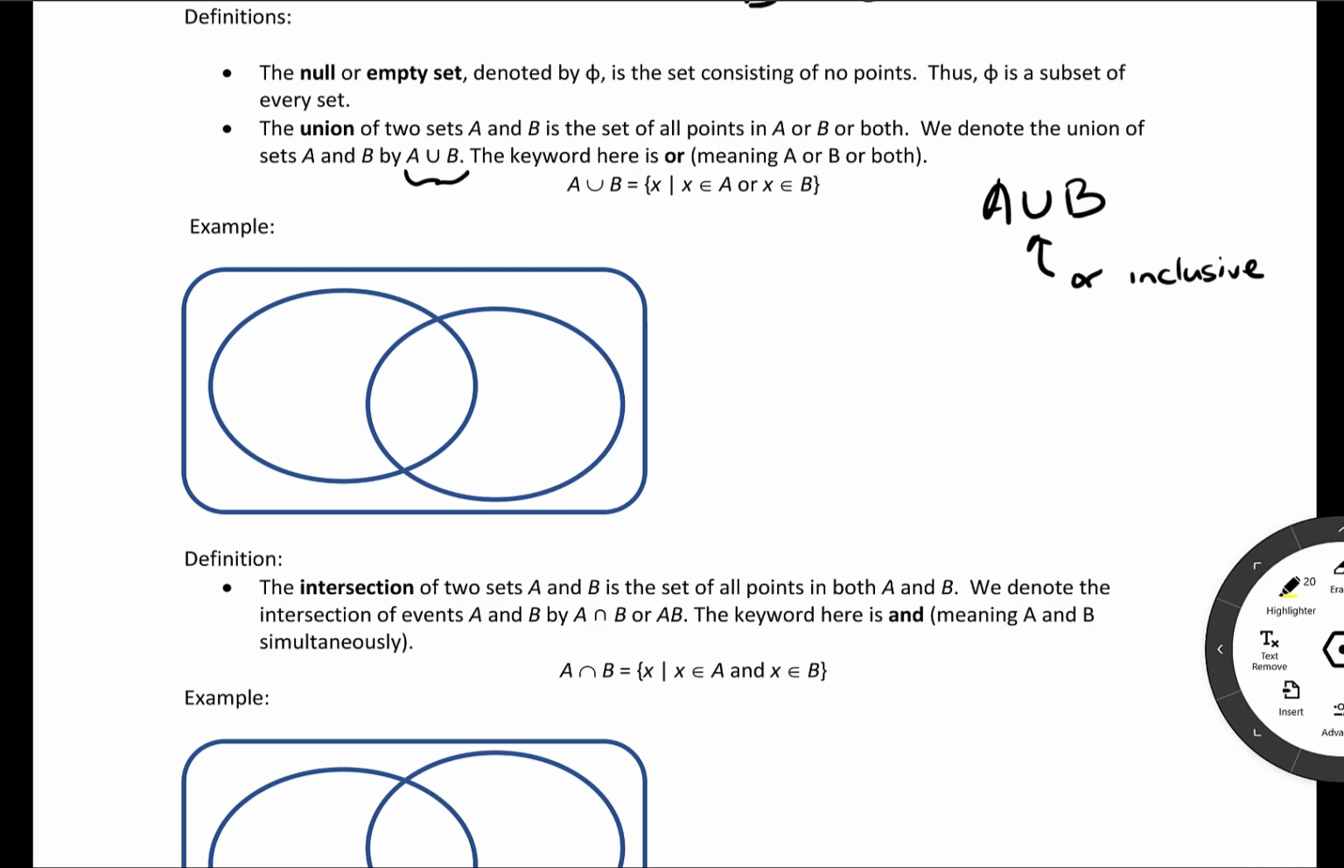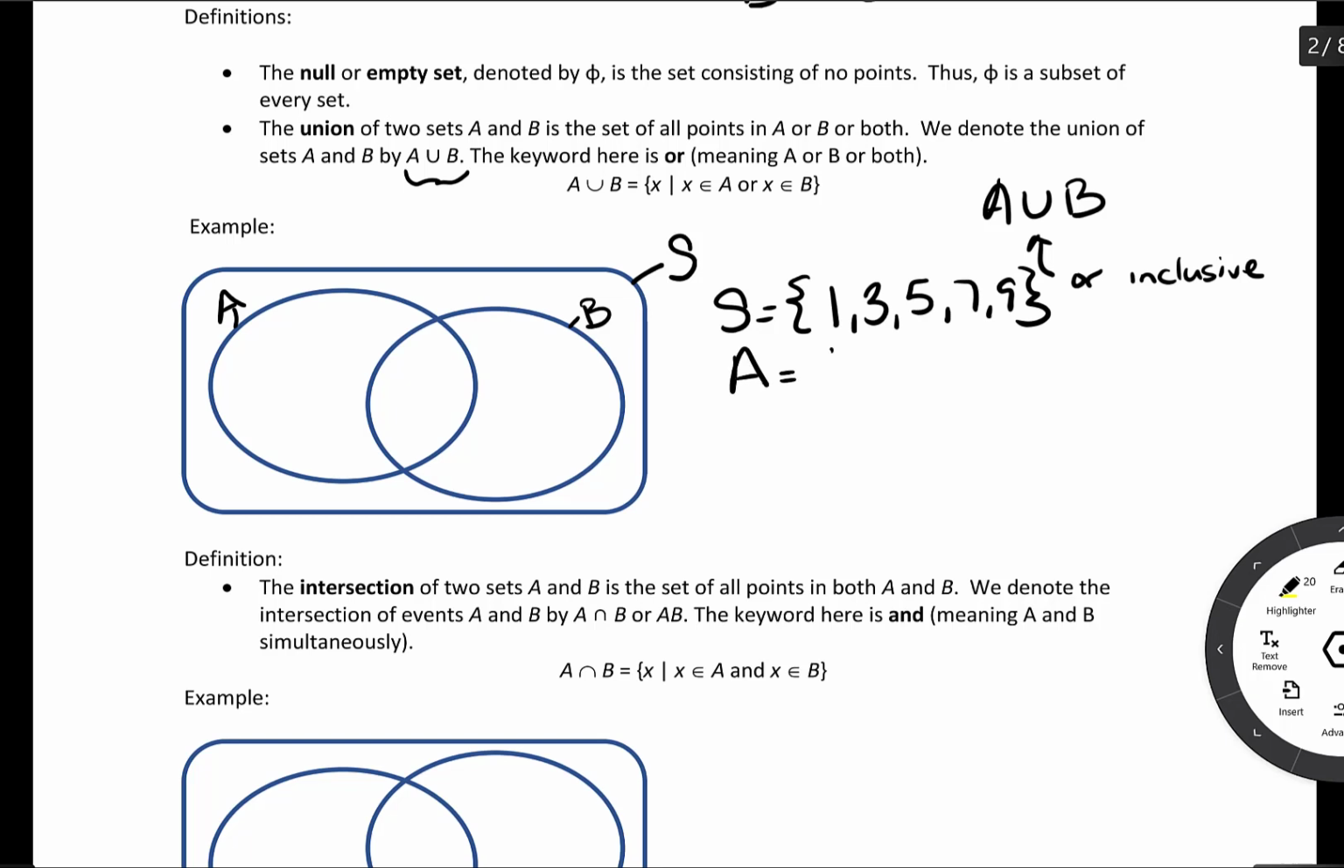So again, we'll look at a Venn diagram. For this particular Venn diagram, again, the rectangle is going to be the universal set. We'll let this circle denote A and this one denote B. So to put some numbers to this time, let's let the universal set be 1, 3, 5, 7, and 9. A is going to be 1, 3. And B is going to contain the elements 3 and 5.